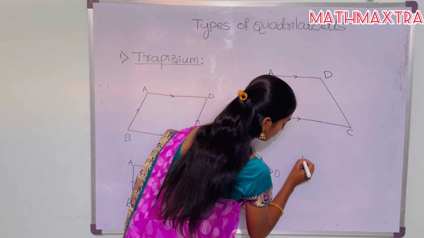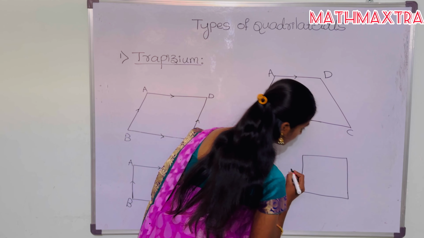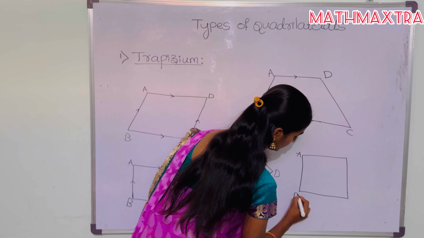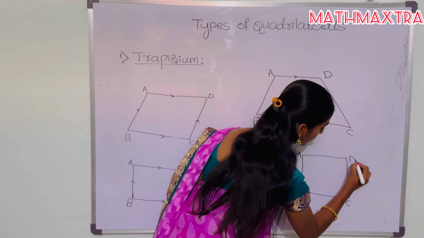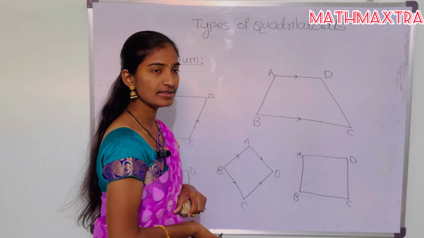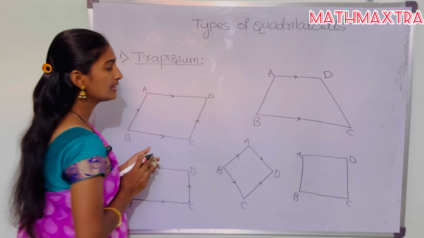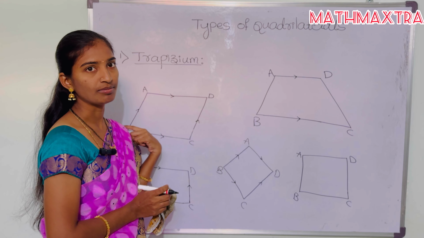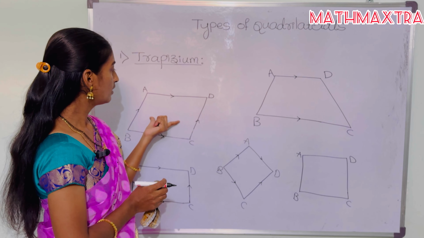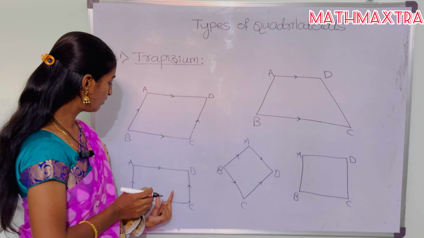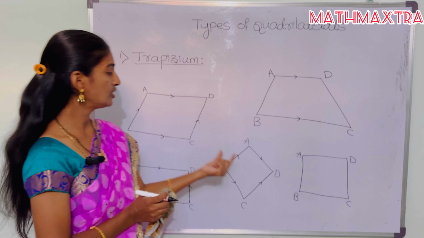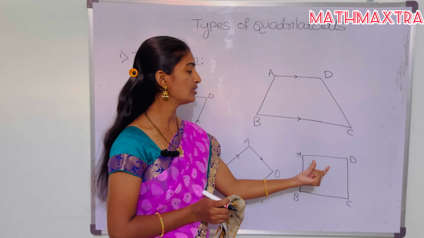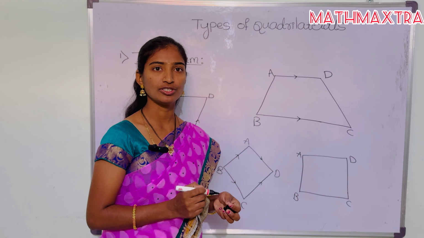What about a square? A square is also a trapezium. Yes, and these are the different examples of trapezium. Okay, so a parallelogram is also a trapezium. A rectangle is also a trapezium. A rhombus is also a trapezium. A square is also a trapezium.